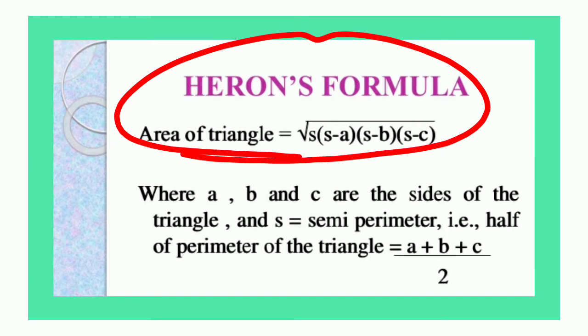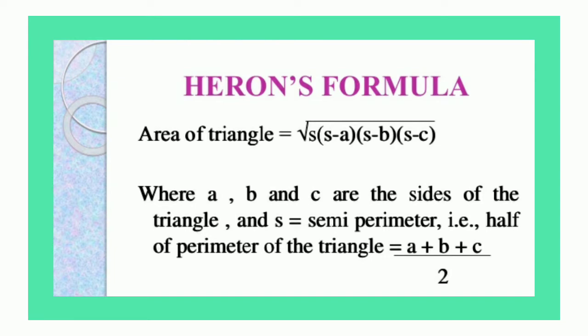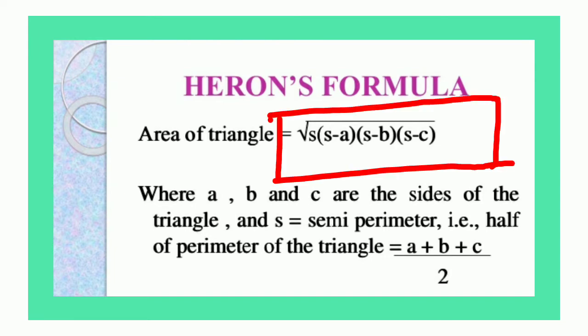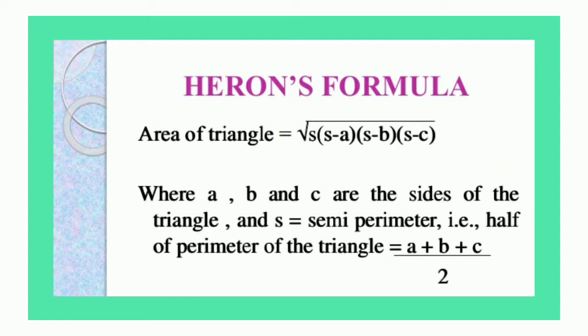Okay. Then the area of a triangle is equal to, the formula is root of s into s minus a into s minus b into s minus c, where a, b and c are the three sides of the triangle and s is equal to half of the perimeter of the triangle. That means add all three sides, a plus b plus c, and divide by 2. Take the half of that sum. Okay, that means s is equal to (a plus b plus c) divided by 2.